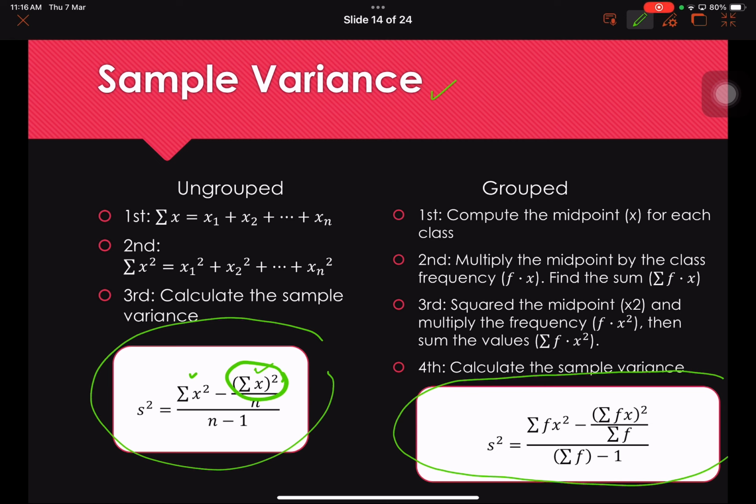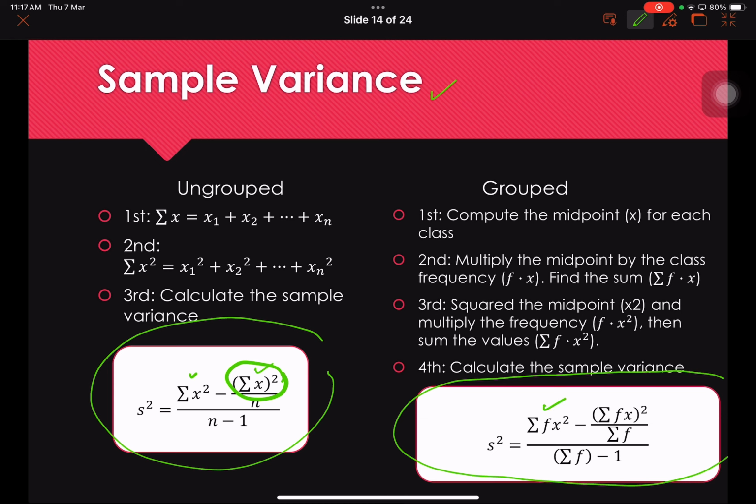We will do examples later. This one is for ungrouped data. For grouped data, we have S squared, obviously the sample variance. Now we have f, and then we have x. So what is f? Frequency. What is x then? Midpoint.